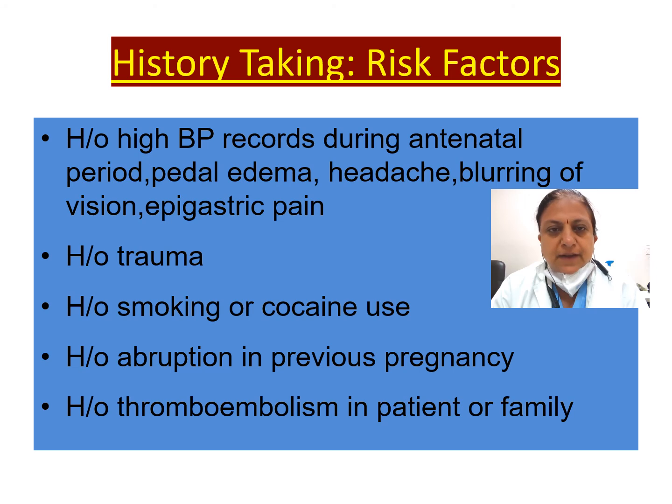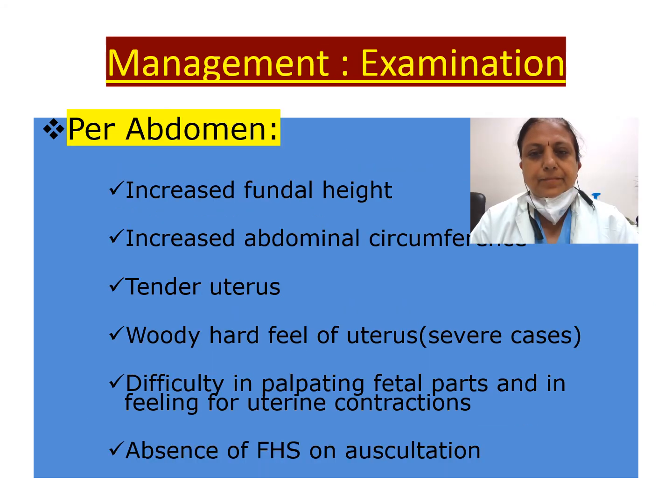Look for the risk factors. History of high blood pressure records during the antenatal period, pedal edema, headache, blurring of vision, epigastric pain, history of trauma or road traffic accident or history of some home violence, history of smoking or cocaine use, history of abruption in the previous pregnancy, and history of thromboembolism in the patient.